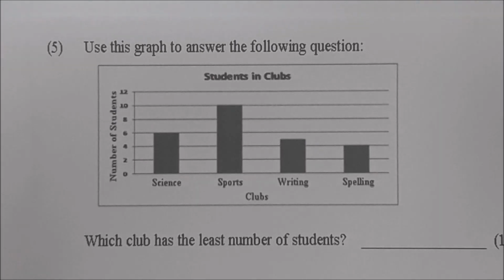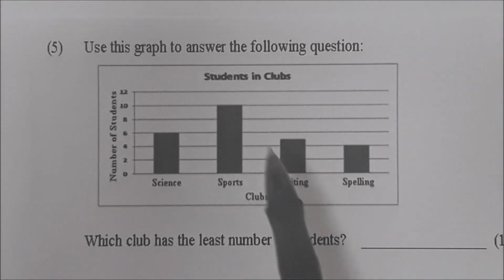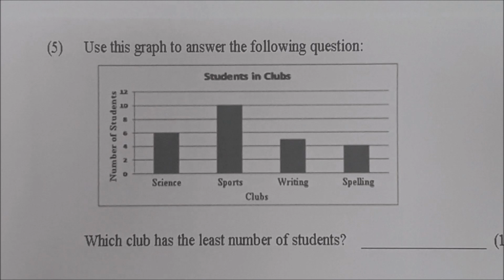And there are 1, 2, 3, 4 clubs. Okay, point to them as I say it, Sky. Science, point to the one for science. Science, sports, point to the next one. Sports, writing, and spelling. So one of those would be the answer. Let your child at home put an answer in. It would either be science club, sports, writing, or spelling club. The graph shows students in clubs. And along the bottom, you have the clubs. Along the side, you have the number of students.